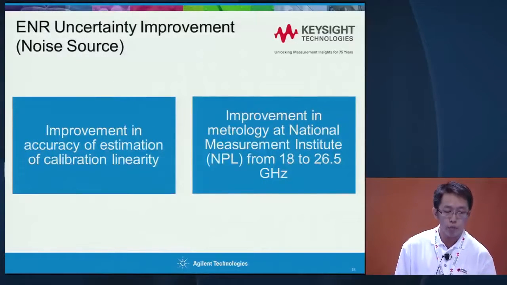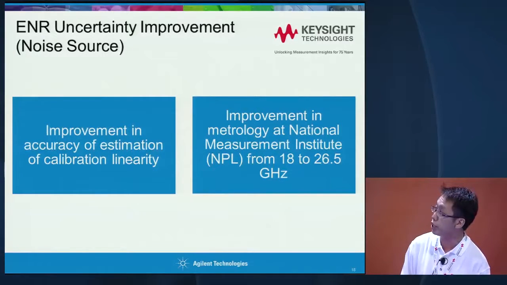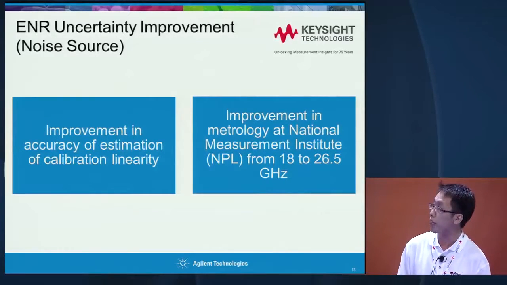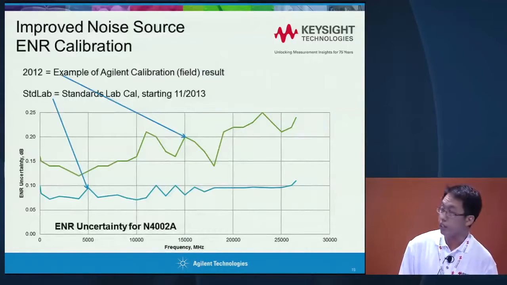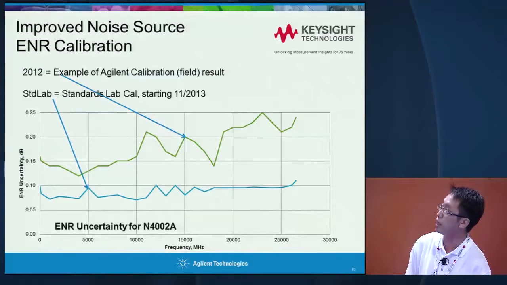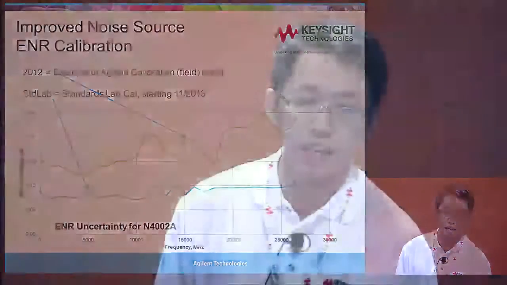So what did we do? Within Agilent, we did some improvement on some of our noise source calibrations. At the same time, we have some improvement of noise source calibration between 18 to 26.5 GHz at National Measurement Institute level, for our case, which is the NPL, National Physical Laboratory of UK. As a result of these two improvements, we're able to reduce our measured uncertainty by around 40% as shown at the graph over here. This has been reflected if you are sending your noise source to Agilent for calibration starting end of 2013.